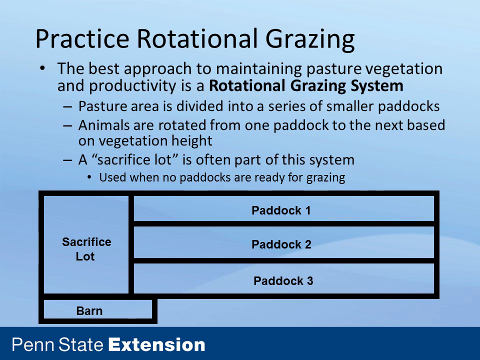The word sacrifice refers to the fact that we're going to sacrifice vegetation in this area. And the idea is that when we do not have pasture paddocks available that have adequate grass height, or maybe they're too wet or they're snow covered, we keep the animals in the sacrifice lot until we have adequate grazing height or conditions in our pasture areas, and then the animals are allowed to graze at that time.